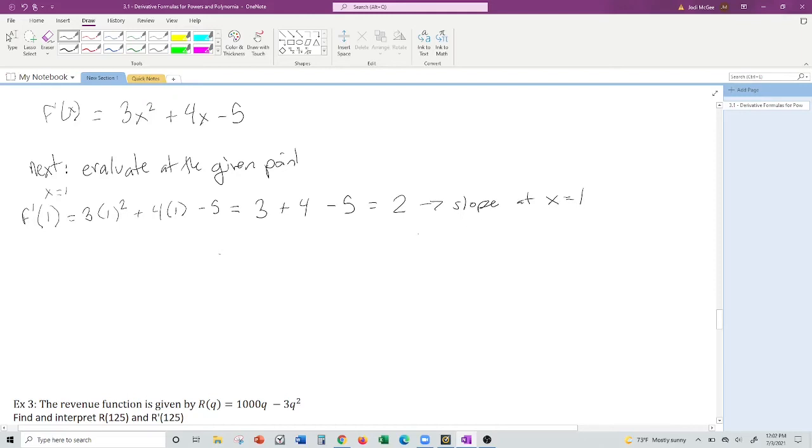Alright, so we're looking for an equation of a line, which we know is y equals mx plus b.